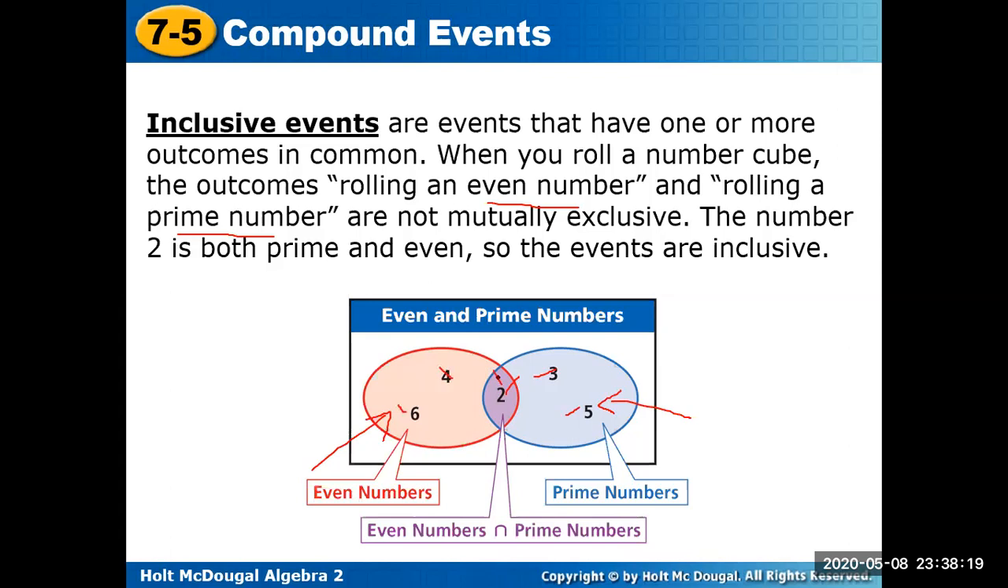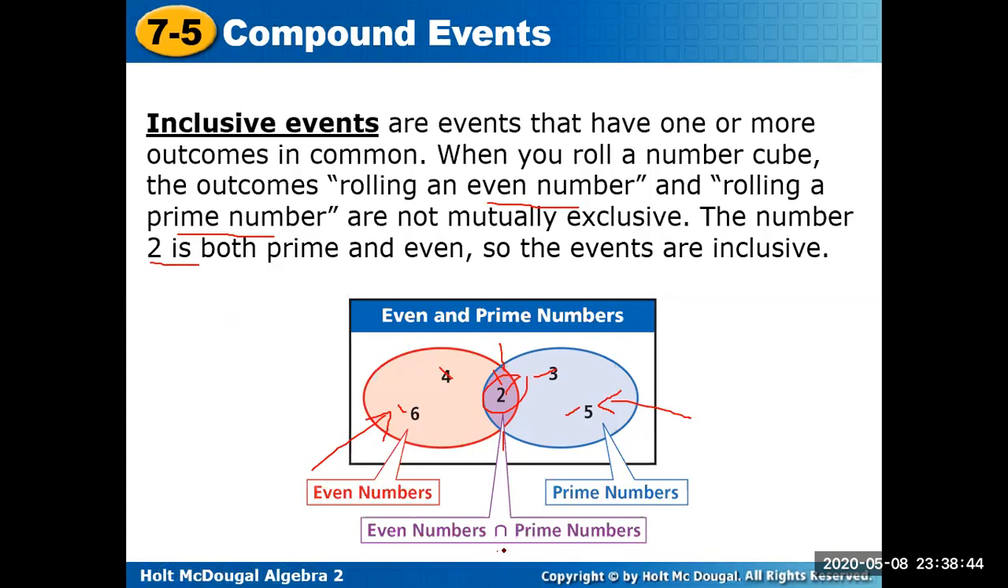So in both cases, 2 is common. That's why this is the common area between the two scenarios. They are intersecting each other, or overlapping each other. The two circles are overlapping, and that is the common area. In the common area here, we have the number 2 because it is both prime and even.